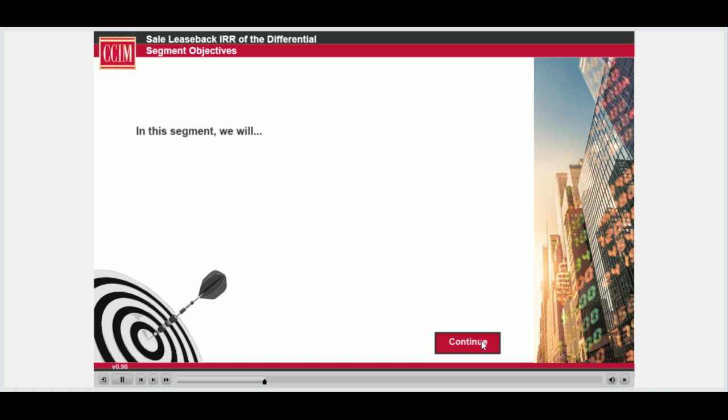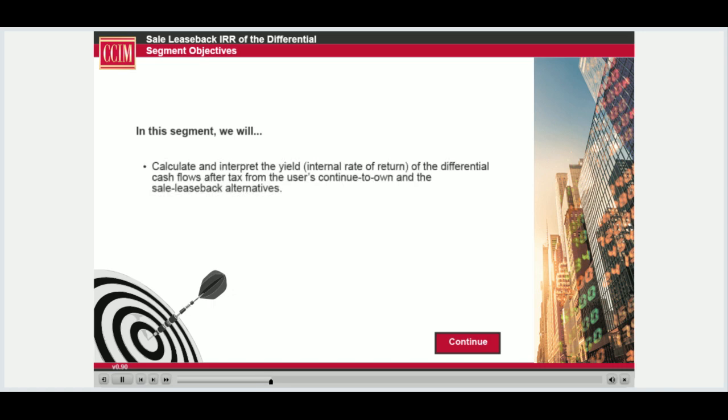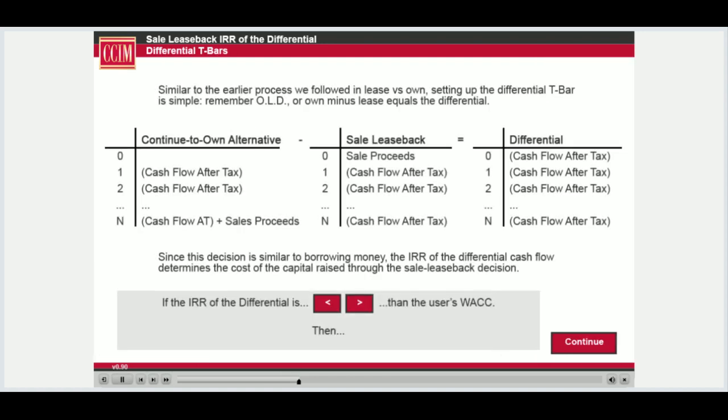In this segment, we will calculate and interpret the yield, internal rate of return, of the differential cash flows after tax from the user's continue to own and the sale-leaseback alternatives. Similar to the earlier process we followed in lease versus own, setting up the differential T-bar is simple. Remember OLD, or own minus lease, equals the differential. We subtract the cash flows of the sale-leaseback from the cash flows of continuing to own to find our differential T-bar.